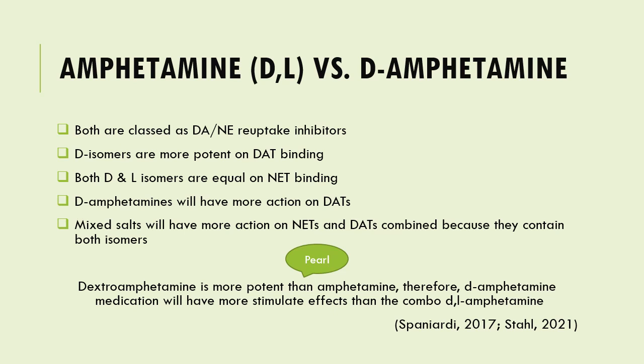Again, the difference in the amphetamine class is simply a difference between its isomers. Both are dopamine norepinephrine reuptake inhibitors. D and L isomers as mixed salts will have more action on dopamine norepinephrine binding, but this does not make them a stronger drug. Dextroamphetamine is more potent because it only contains the D-amphetamine isomer, making it the more potent drug. So in essence, more action on two neurotransmitters does not equal more potency.